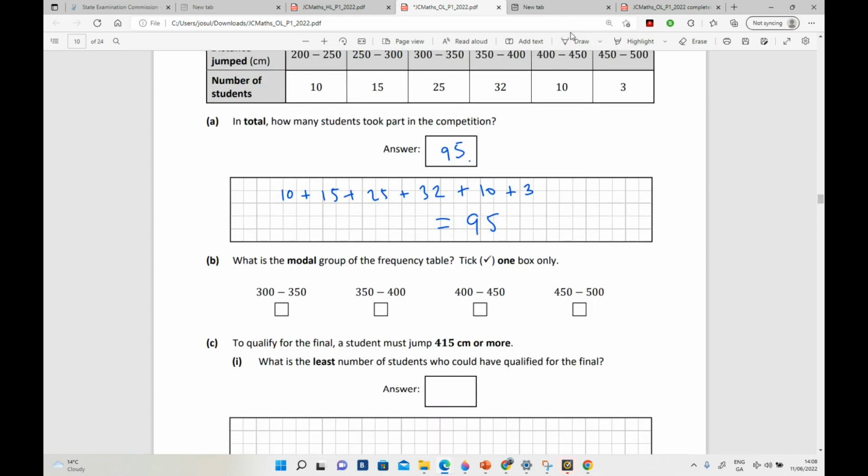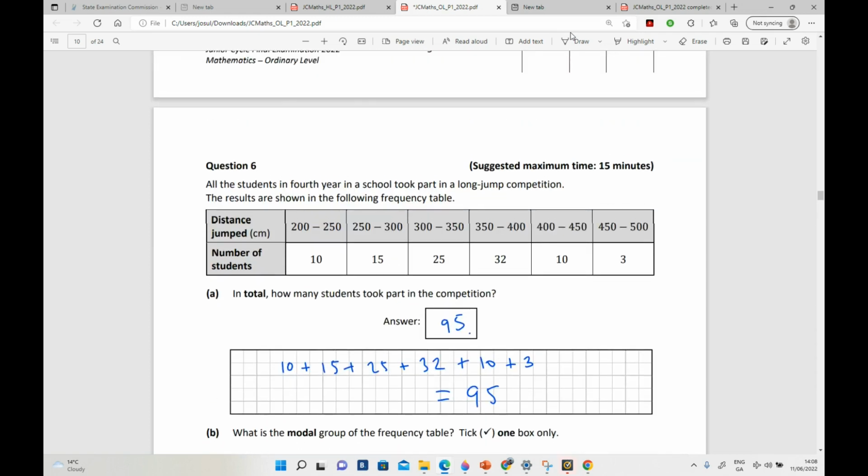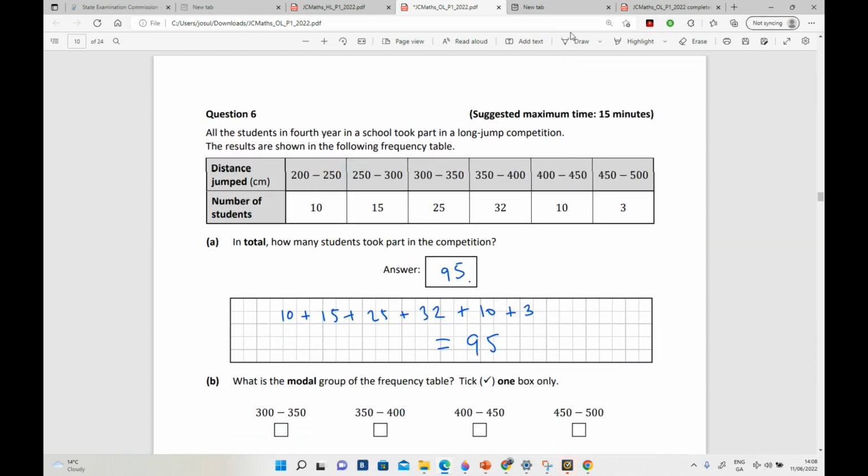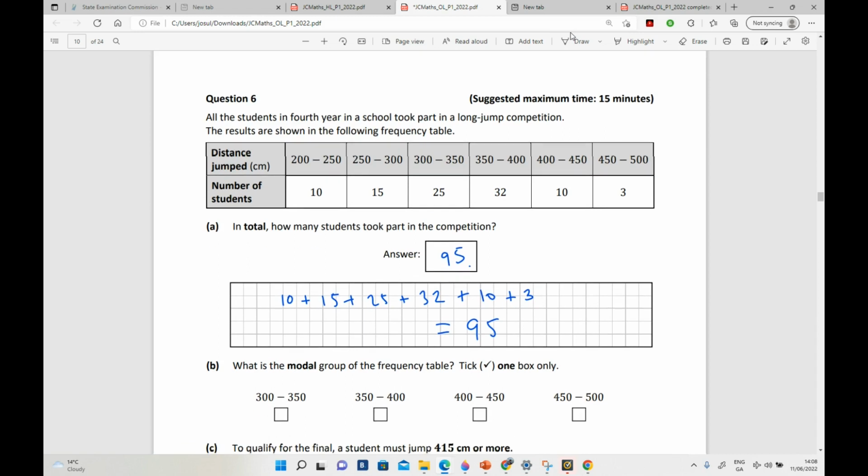What is the modal group of the frequency table? Tick one box only. The mode is the most frequent or most popular item. So what you're looking for is which of these clusters or groups had the most entries, or was the most frequent, in other words. You can see here it's 32. So the answer then is between 350 and 400 meters. So there's your answer.